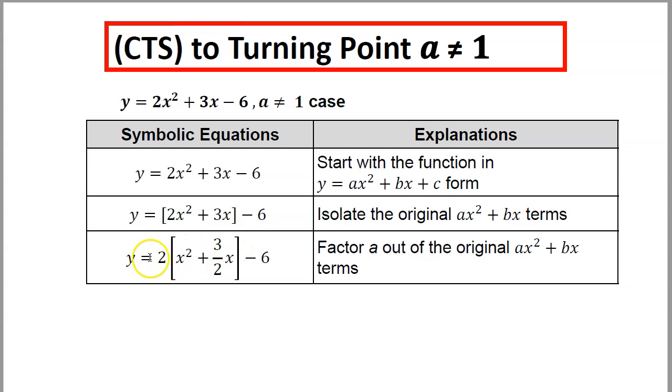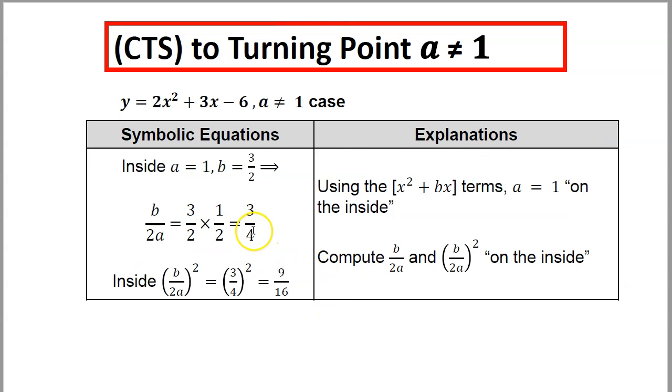Now we'll factor a out. So 2 we factor out from x squared. When we factor 2 out from 3x, we simply divide by the 2. 2 times 3 over 2 is 3. So we factored out our a term. It's just hanging out there.